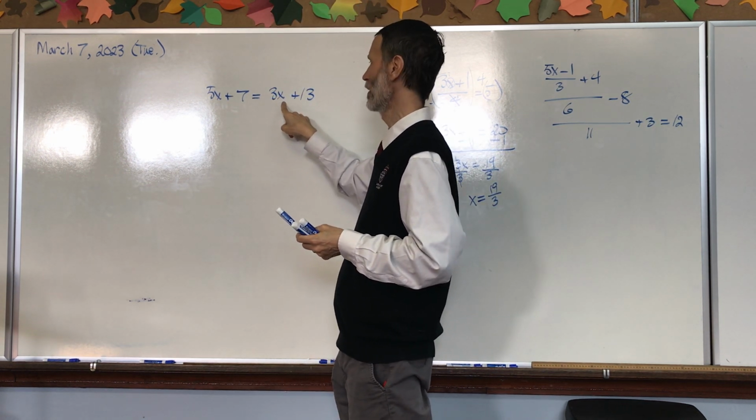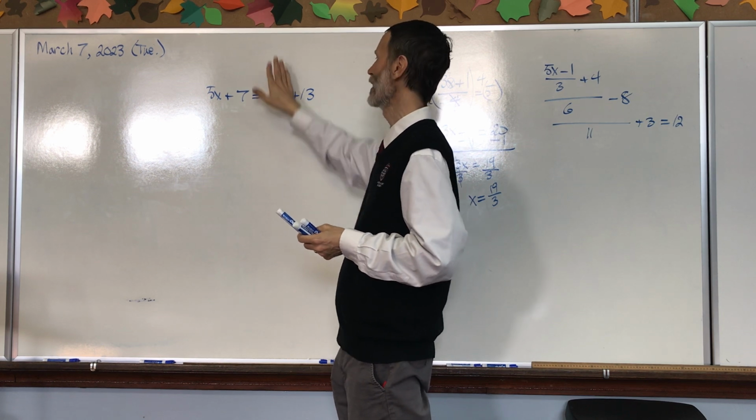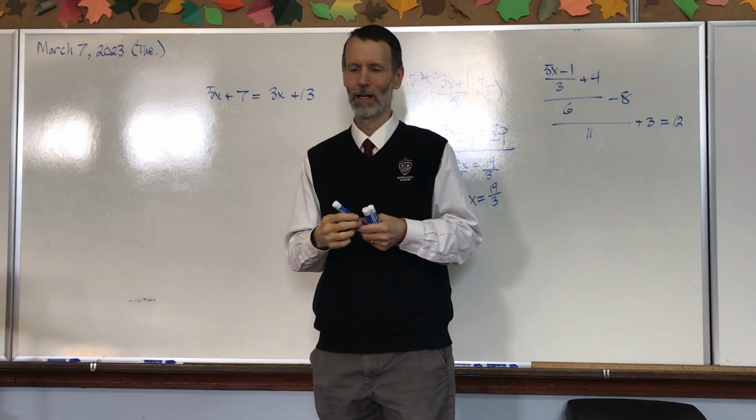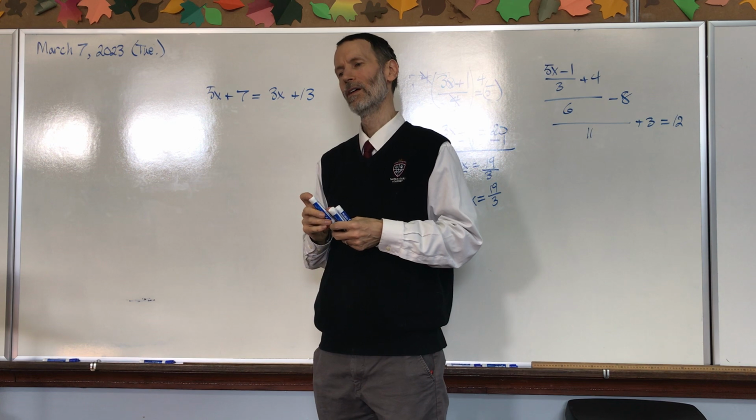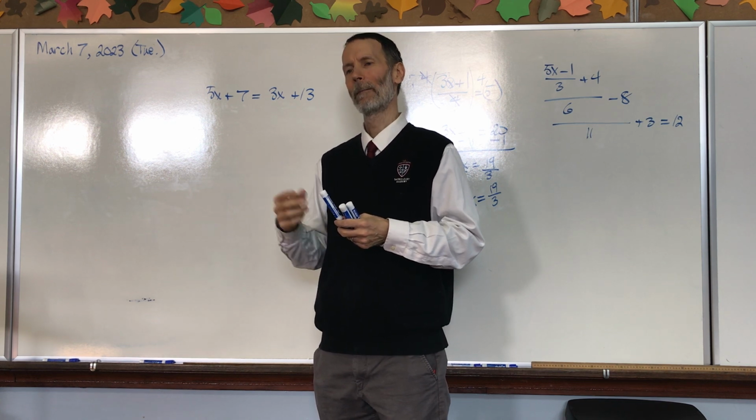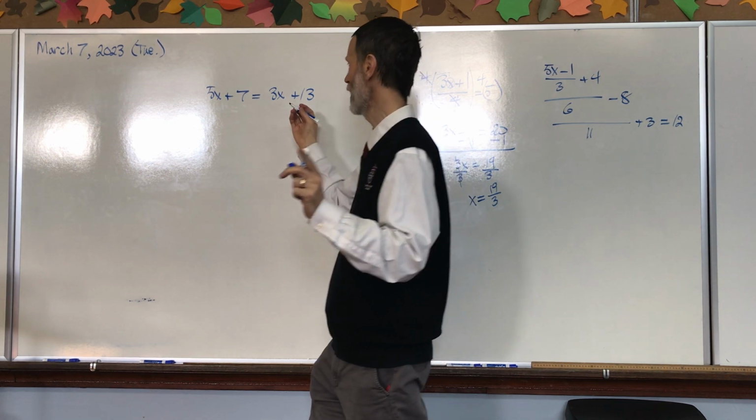I don't want to get rid of the x, I want to cancel the 3x completely. Do what with 3x? Add, subtract, multiply, divide. Divide. Let me show you what would happen.